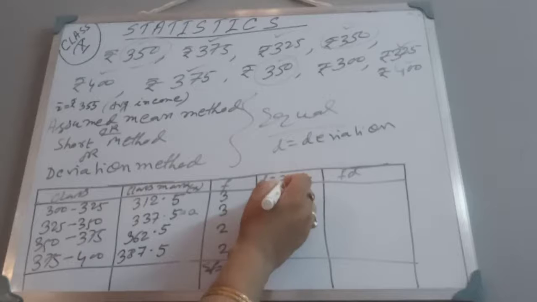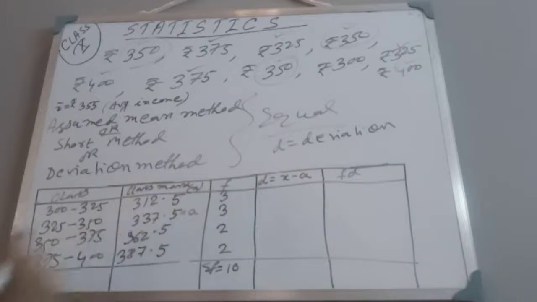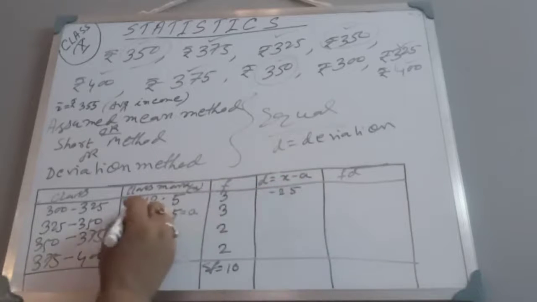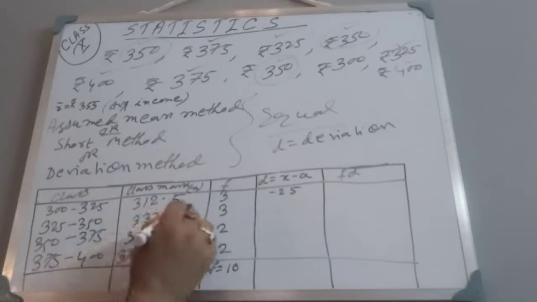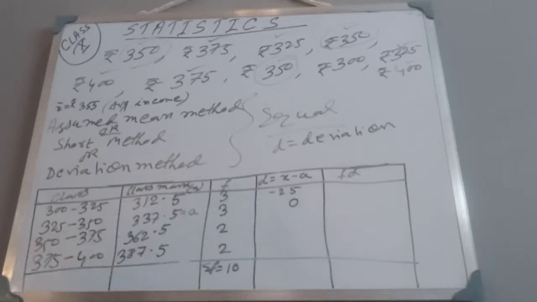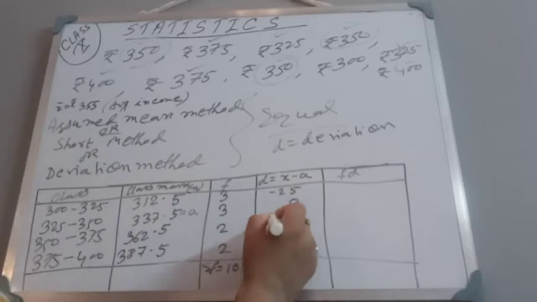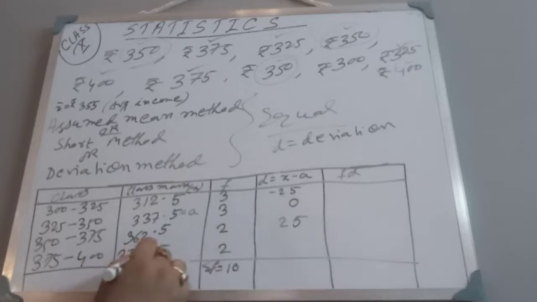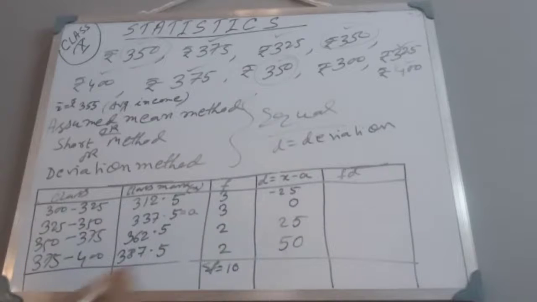So D equals x minus A. What is x? 312.5. So 312.5 minus 337.5. What will we get? We will get minus 25. And 337.5 minus 337.5, obviously we will get 0. Next, 362.5 minus 337.5. What will we get? Again we will get 25. And 387.5 minus 337.5. What will we get? This we will get as 50. Got it? Now we have to find FD.